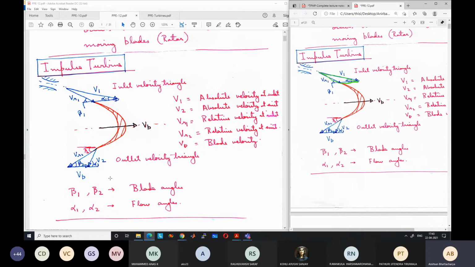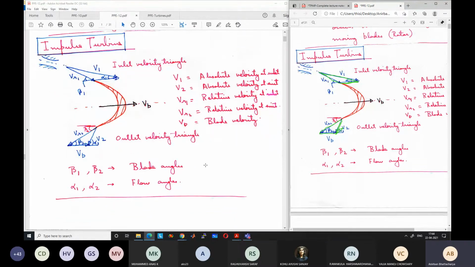These two triangles are known as the inlet velocity triangle and the outlet or exit velocity triangle. At the outlet you have VR2 plus VB is equal to V2, vector addition. So we have to keep these angles in mind. Beta 1 and beta 2 are the relative angles or blade angles. Alpha 1 and alpha 2 are the absolute angles from the absolute reference frame, which are known as flow angles.